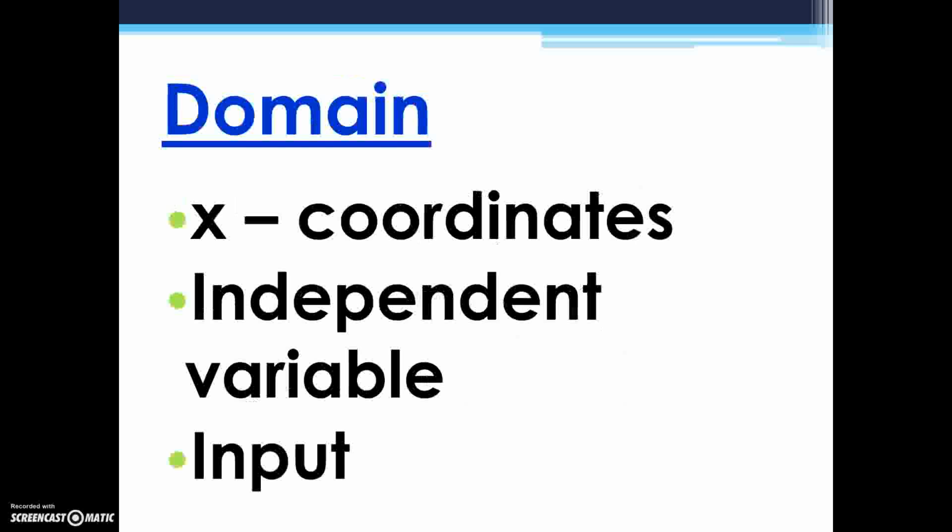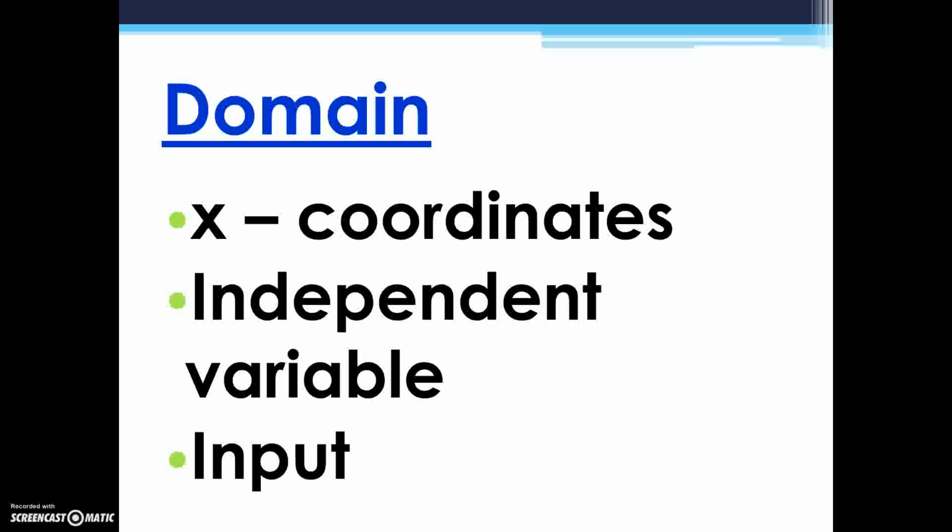And now to define domain, to make sure we understand that, it's your x coordinates, your independent variable, or your input. Now we're very familiar with x coordinates and input, hopefully. But your independent variable means that it's the variable that does not change based on something else happening. So a good example would be the number of hours you work to how much you're going to get paid. The number of hours you work is completely independent of everything else. No matter how much you get paid, you're going to work the hours that you work.